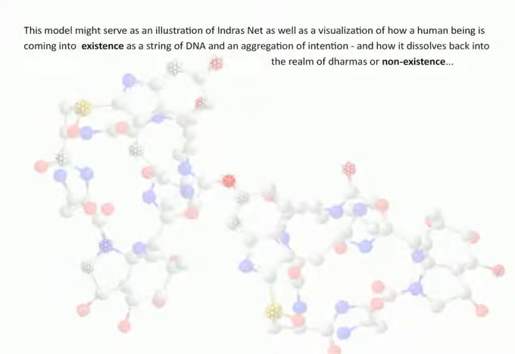This model might serve as an illustration of Indra's net, as well as a visualization of how a human being is coming into existence as a string of DNA and an aggregation of intention, and how it dissolves back into the realm of dharmas or non-existence. With this picture we are at the end of this illustration of some thoughts on the big mind process and say, goodbye.